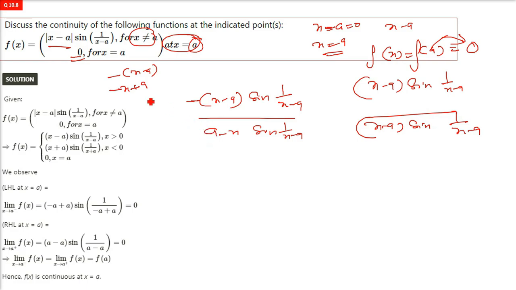Okay. Now left hand limit and right hand limit. Since x is equal to a, the left hand limit will be a minus h. The right hand limit will be a plus h. So x is a minus h here. Here it will be a plus h.